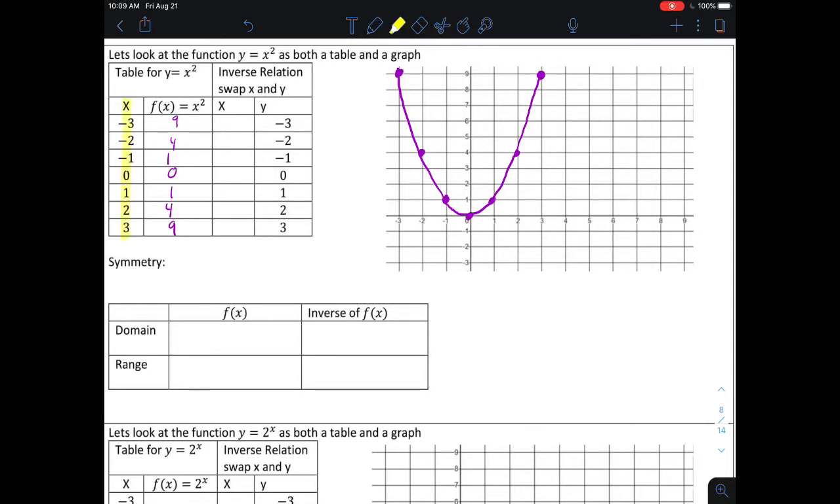So from a table, the original x values that were listed from -3 to +3 are going to become the outputs of this inverse relation. And what's also going to happen is the y values are going to become the x values for this inverse relation. So 9, 4, 1, 0, 1, 4, 9 become the x's. And we're going to turn right around and plot those points.